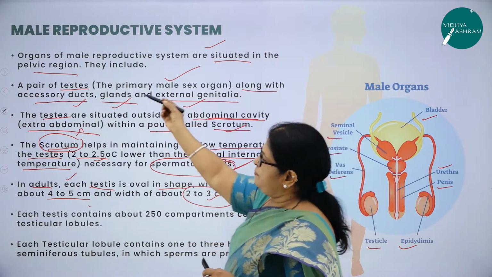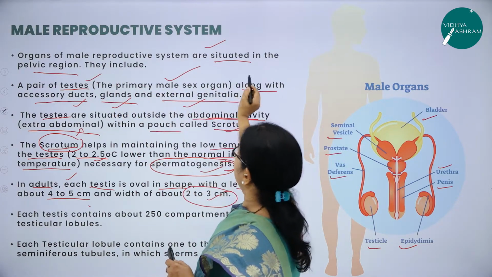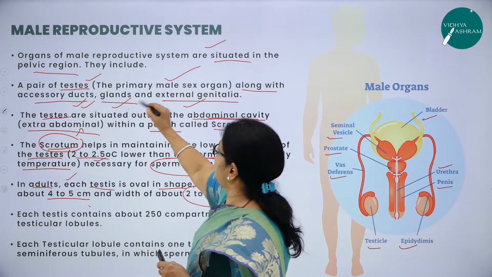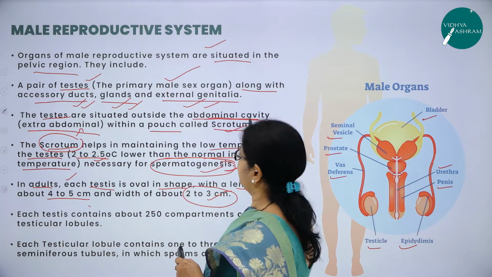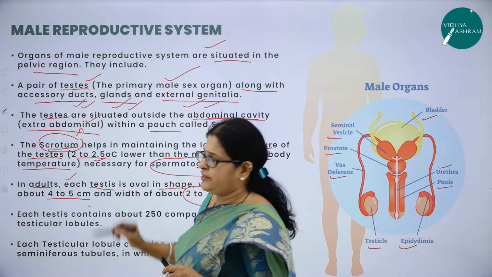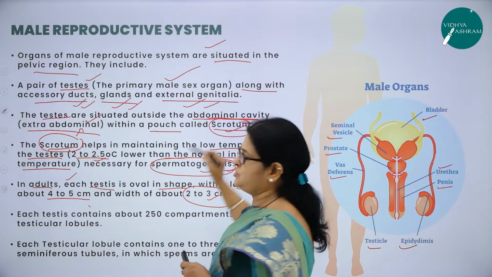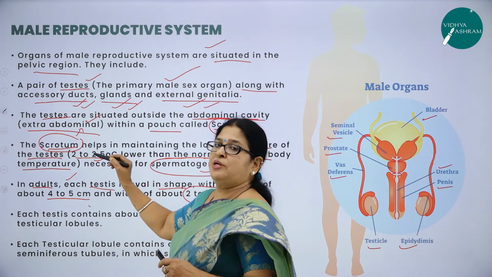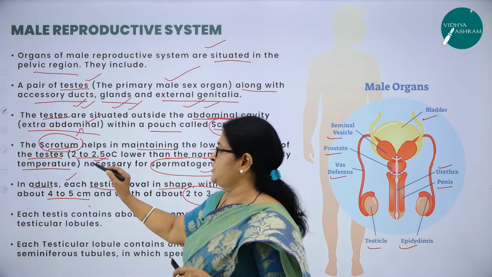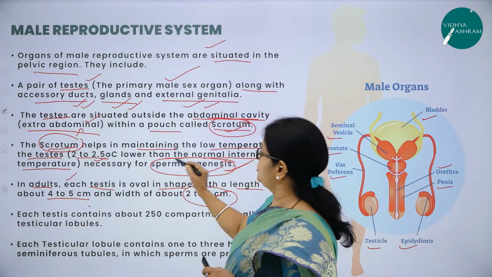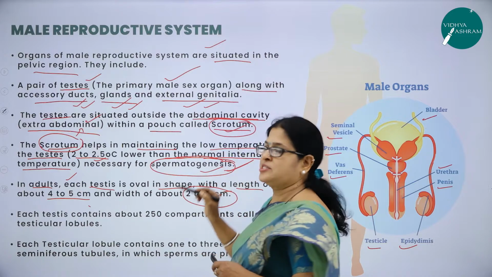To repeat, what are the important parts of male reproductive system? A pair of testes, then accessory ducts, accessory glands and external genitalia. And where are the testes situated? It is situated outside the abdominal cavity. Hence we use the word extra-abdominal. Within a pouch called the scrotum. And what is the scrotum helping? It is helping in maintaining the lower temperature of the testis, 2 to 2.5 degree centigrade, which is lower than the normal internal temperature, which is very much necessary for spermatogenesis.